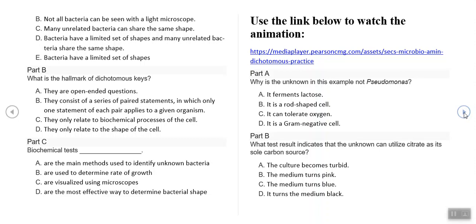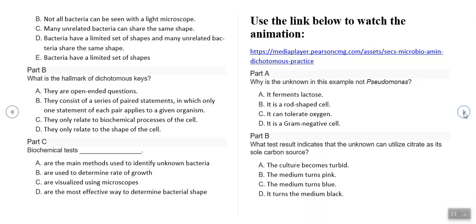So the only one that gives us that answer, that they're yes or no statements, they're not open-ended questions, they're not only relating to biochemical processes in the cells, although that's a big part of the dichotomous key structures in microbiology, but it's not the only part of it. And it doesn't only relate to the shape of the cell, and once again, that's a part of it. So letter B and part B, that is your correct response.